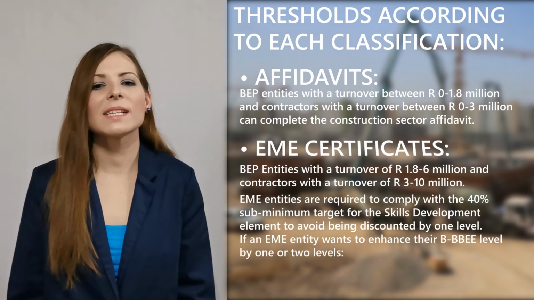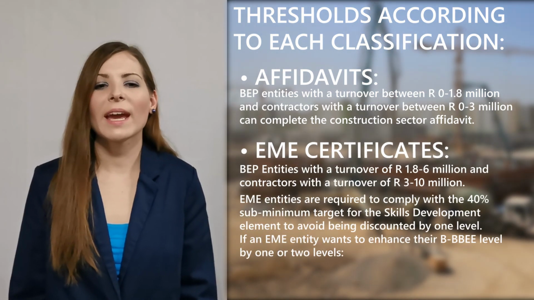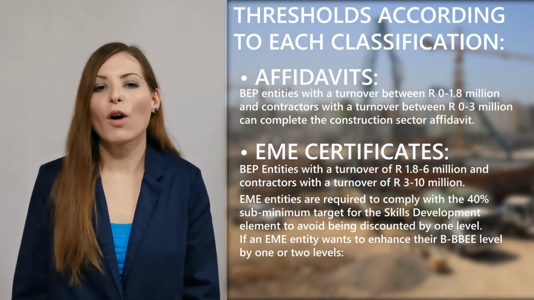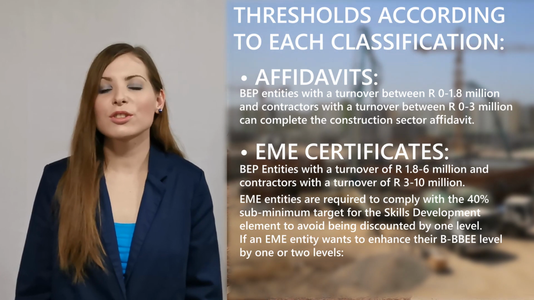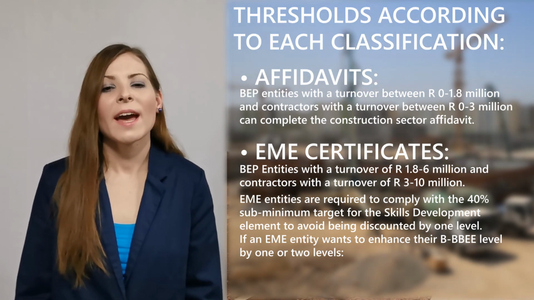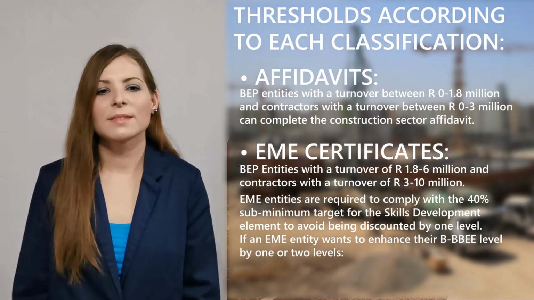Secondly, EME certificates. BEP entities with an annual turnover of 1.8 to 6 million rand and contractors with an annual turnover of 3 to 10 million rand can obtain an EME certificate.